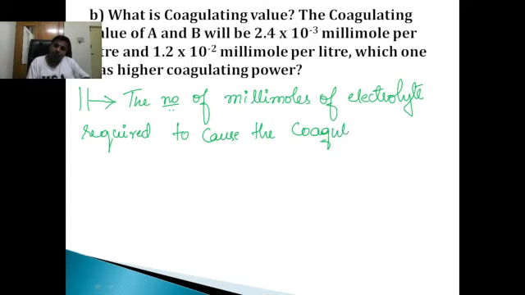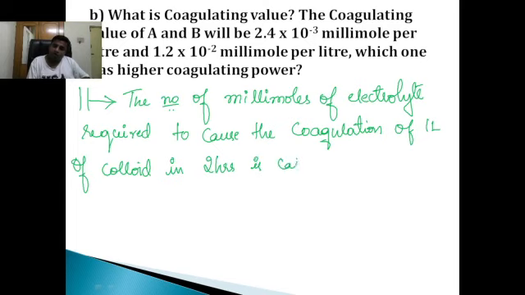The number of millimoles of electrolyte required to cause the coagulation of 1 liter of colloid in 2 hours is called as coagulating value, isn't it? It is called as coagulating value. So this is 1 mark. What is coagulating value?